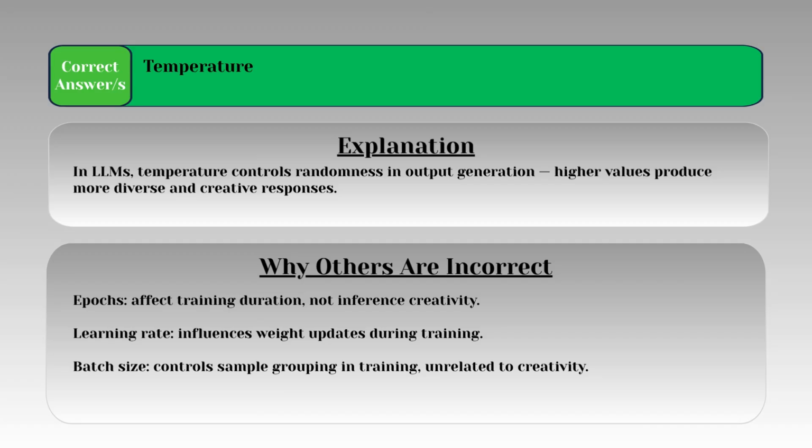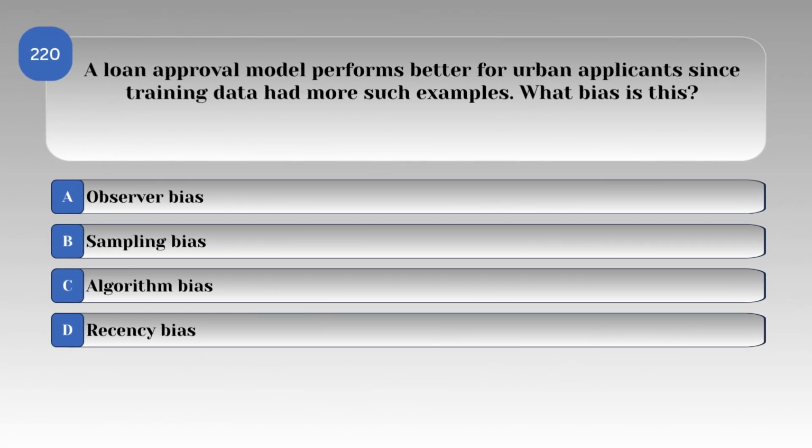Why others are incorrect. Epochs affect training duration, not inference creativity. Learning rate influences weight updates during training. Batch size controls sample grouping in training, unrelated to creativity. A loan approval model performs better for urban applicants since training data had more such examples. What bias is this?